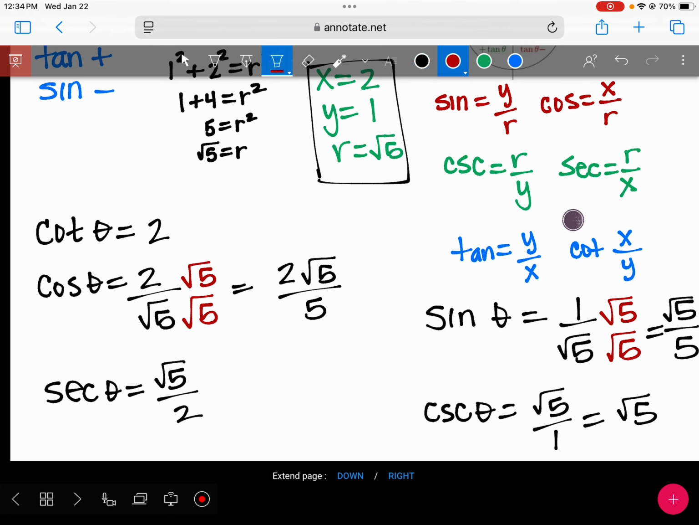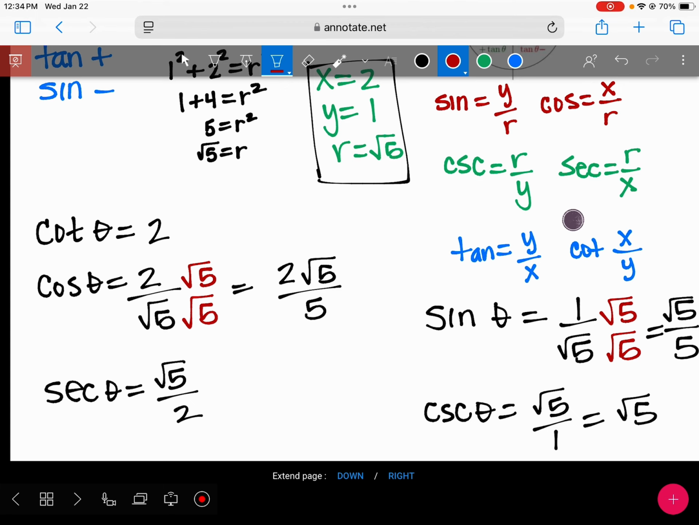But there's a problem. The problem is we're in quadrant 3. We already established that from the beginning. And the only thing positive in quadrant 3 is what? What did I say would be positive in this quadrant? Tangent and what else? Cotangent. So the other 4 have to be what? Negative.